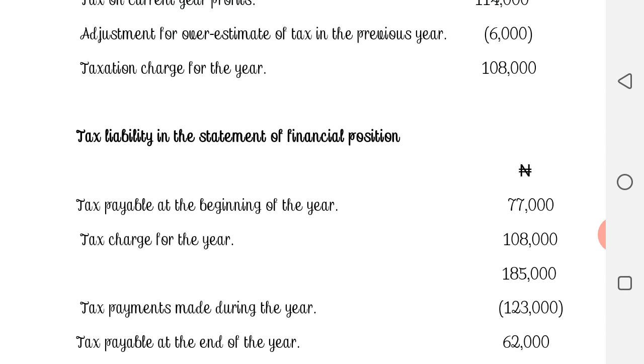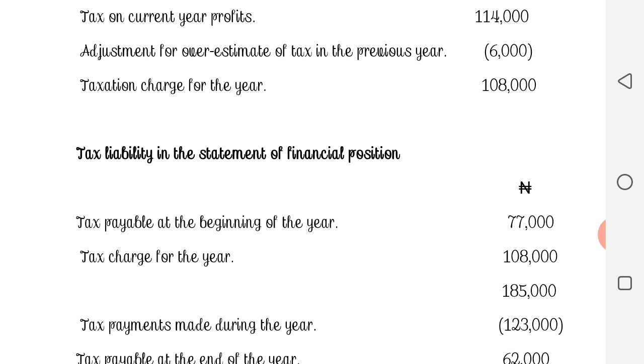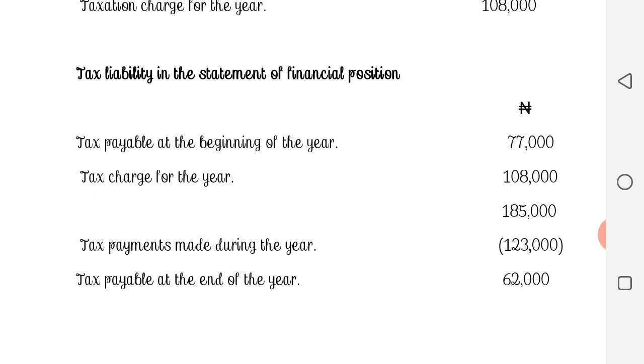That is how we pay in the current period. We are told that there is an opening balance, that is the tax in December 2012, of 77,000. So this is the opening balance in your tax account. Then you had the tax that was provided for in 2013, the one in your income statement, which is 108,000. You add 108, then you will have 185,000. Then we subtract the amount that was paid, which is 123,000.